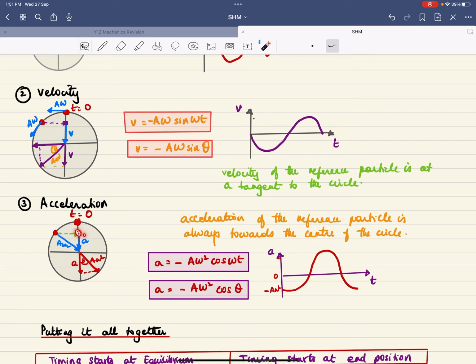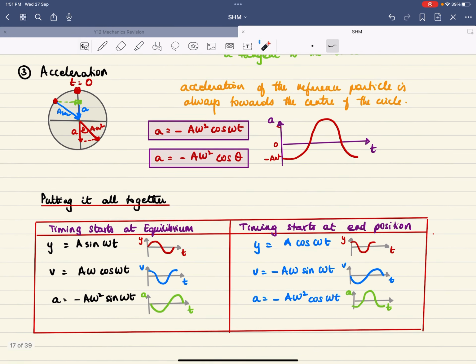The acceleration after time t of the SHM particle is your component of this. So when you complete the triangle, you get acceleration is negative A omega squared cos theta, or negative A omega squared cos omega t. Why is it A omega squared? Because maximum acceleration is A omega squared.